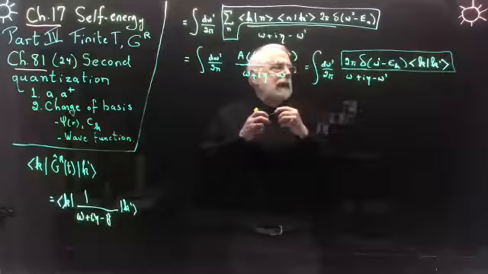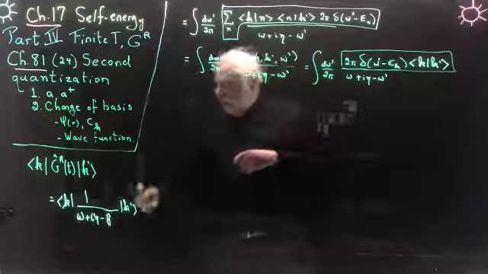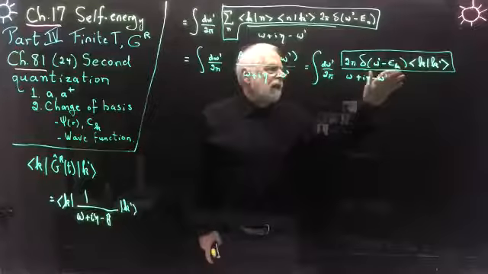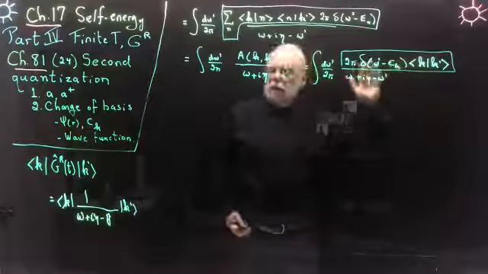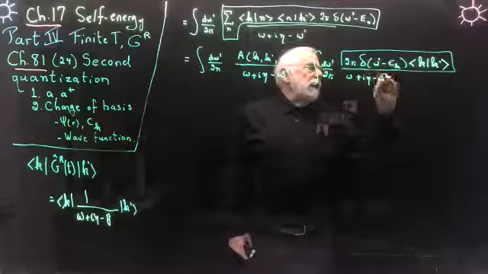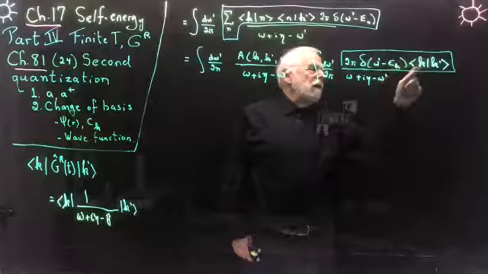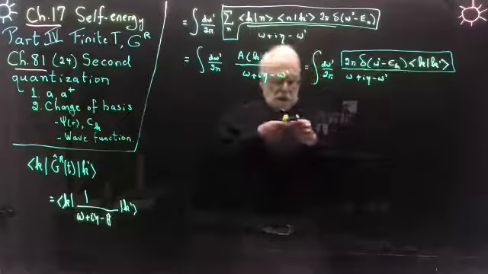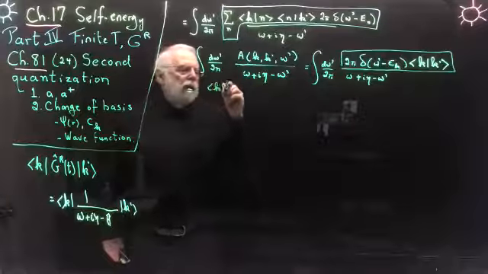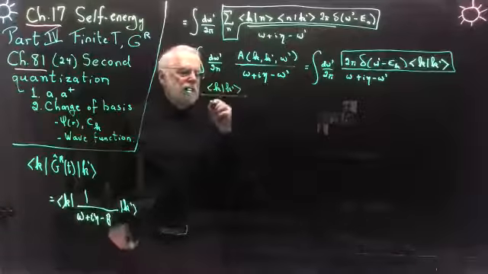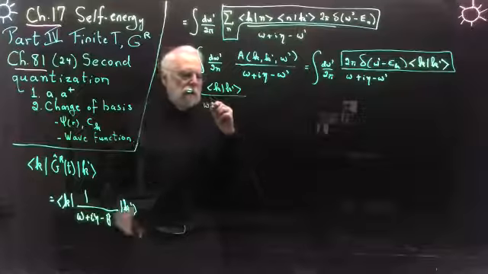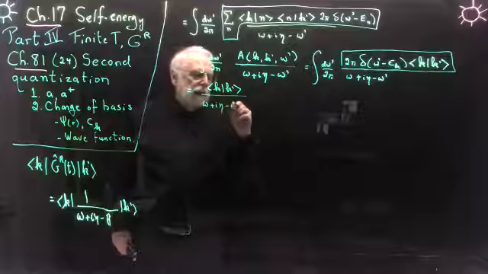So what does it say? It says that the amplitude to stay in state k is just a delta function. I mean, if I know the momentum k, I know the energy. This will be equal to k prime divided by omega plus I eta minus epsilon k.